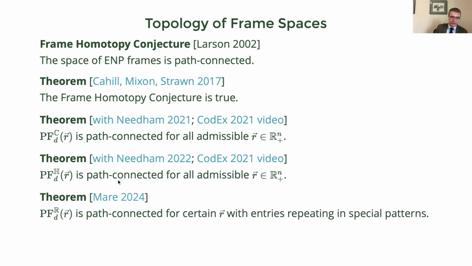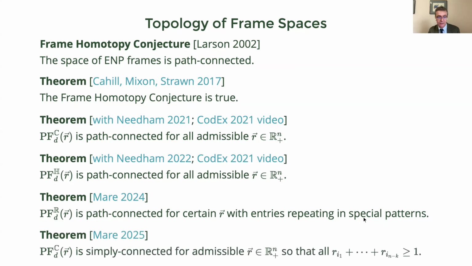And then Liviu-Mare in 2024 showed that the real Parseval frames with chosen norms are path connected for certain special R. It's a little bit complicated, but if these things appear in certain special patterns, then it's going to be path connected. And then this is actually slightly after what I'm telling you about. He showed that the complex Parseval frame spaces are not just path connected, but simply connected under a certain condition on the R's, that basically none of them is too big.